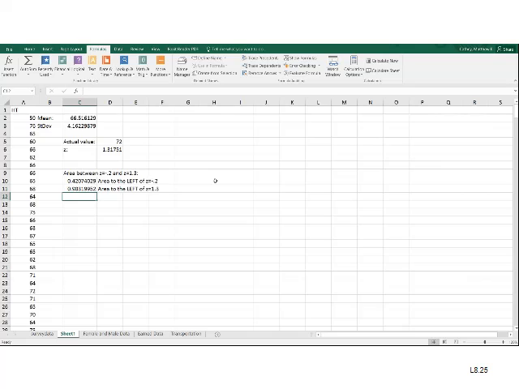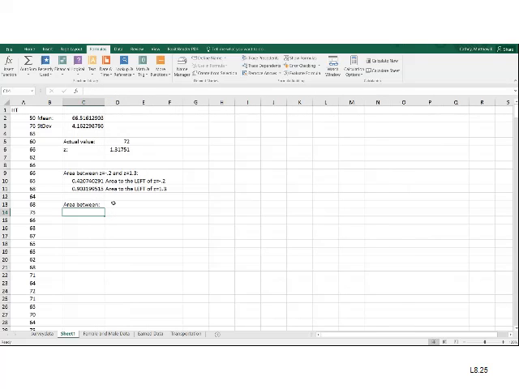So now what is the area in between? To find that, we simply subtract. The area between is equal to that larger number minus the smaller number. 0.482459, that's 48.2%.